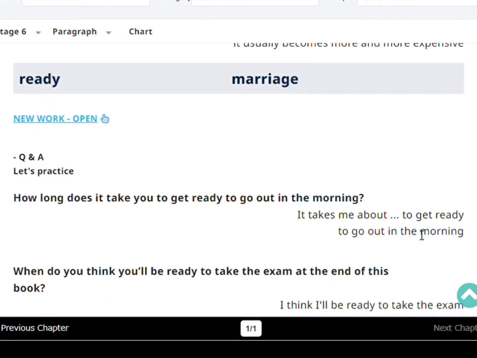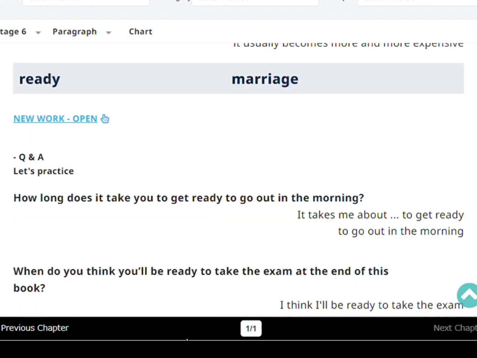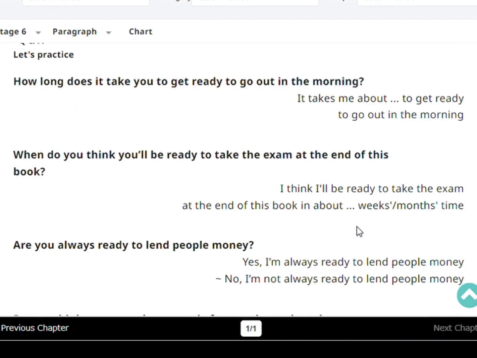Ready. How long does it take you to get ready to go out in the morning? It takes me about 1 hour to get ready to go out in the morning.